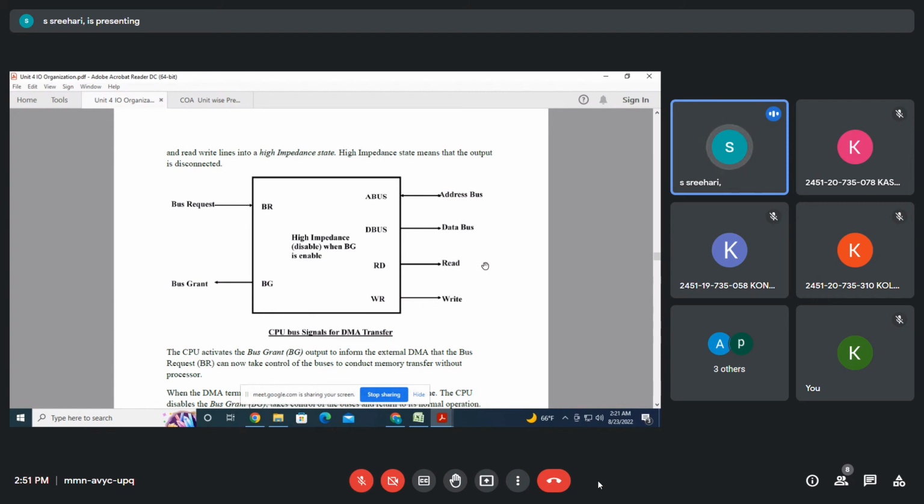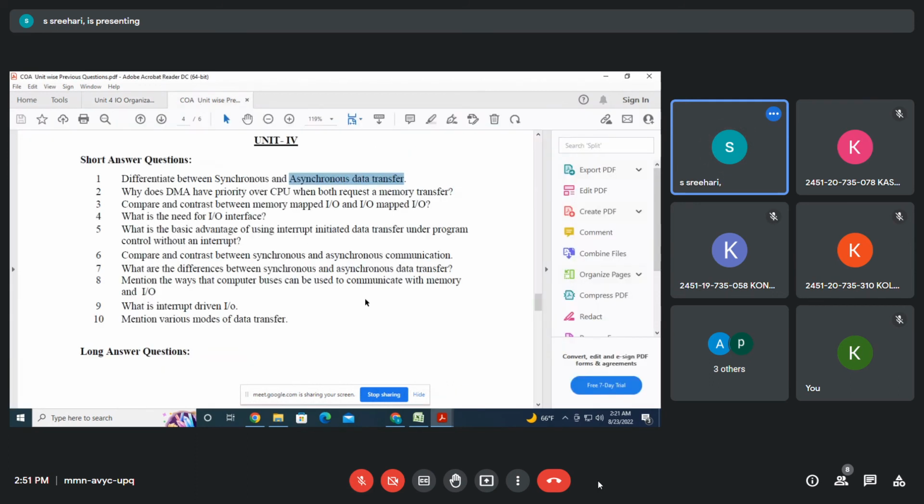These are the three different types of modes of transfer. What are the three different types of modes of transfer? Programmed IO, interrupt initiated IO, and DMA, direct memory access. Okay. See the question here: why does DMA have priority over the CPU when both request a memory transfer? Why is that?